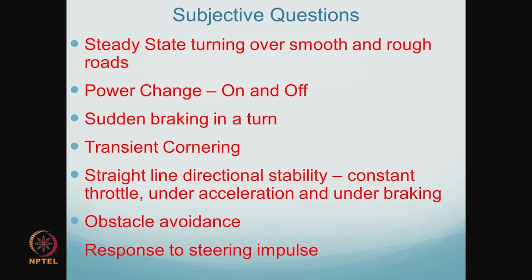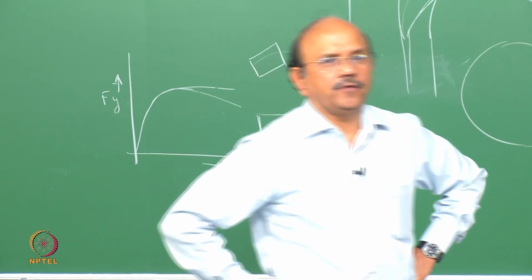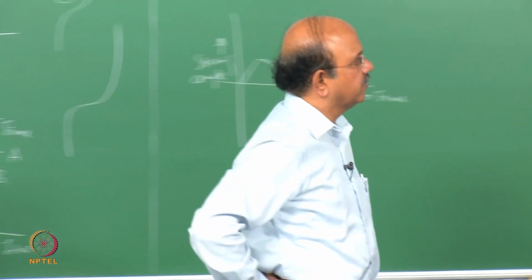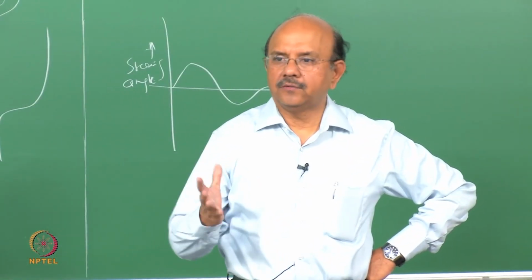So these are the things we had already seen: steady state turning, power on, power off, sudden braking, transient cornering. These are the subjective questions. Subjective questions were based on these things. We've seen this list already. Now comes the interesting part. The first thing he did was to check whether this Memuro model, which is the memororhombus, is good to give us a clue about driving.